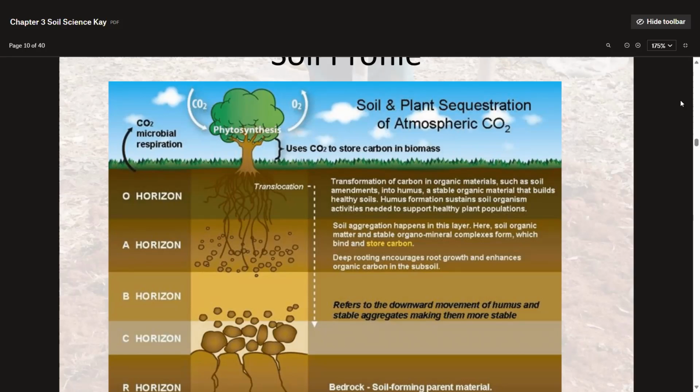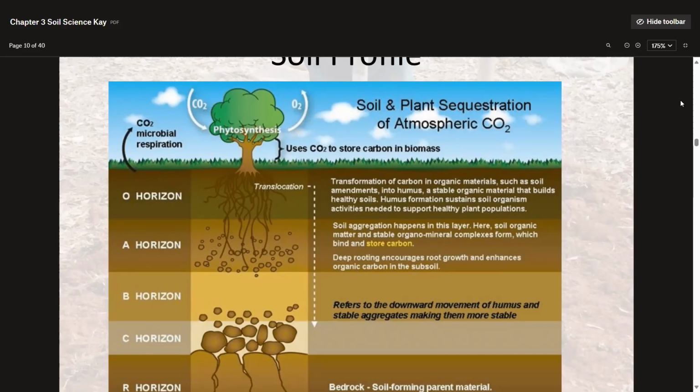That's where your soil aggregation happens, in that layer. Here, soil organic matter and stable organo-mineral complexes form, which bind and store carbon. Okay. Deep rooting action really encourages root growth and enhances organic carbon in the subsoil. Right? So we want our trees to be able to get down as far as they can.